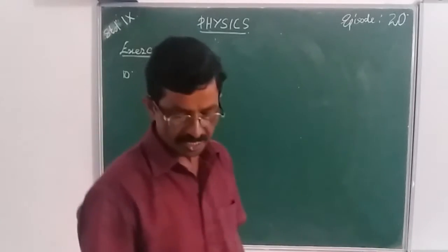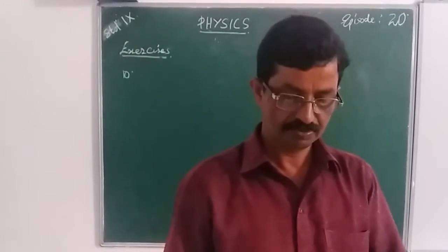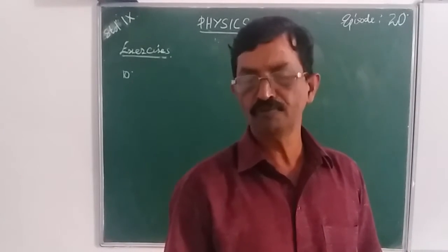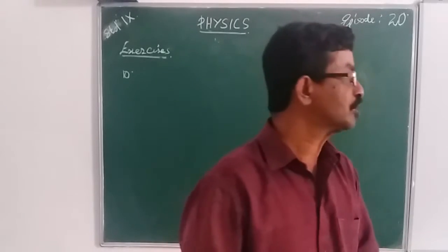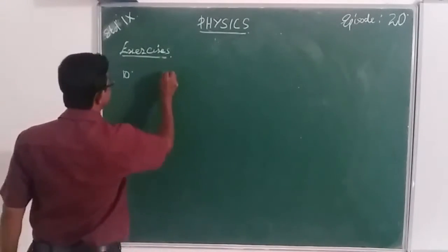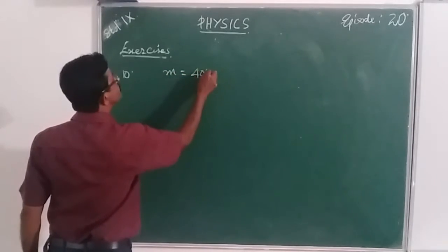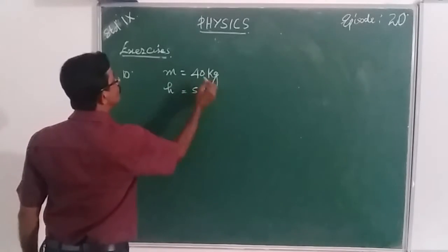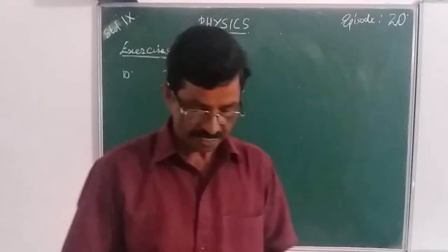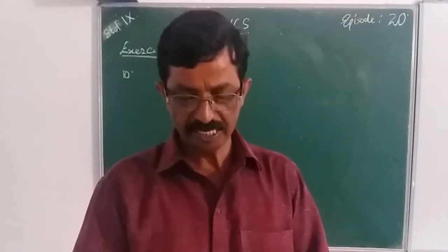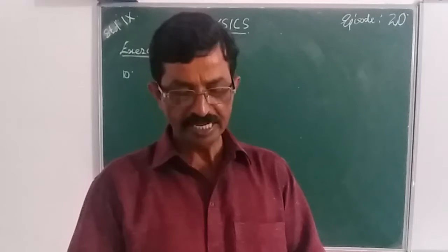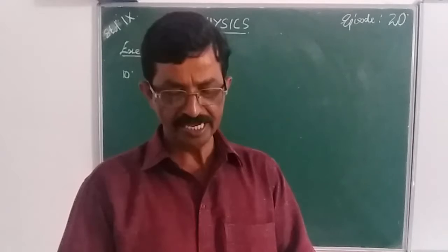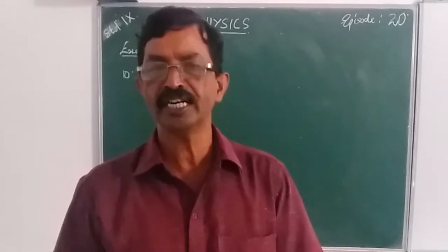Now question number 10. An object of mass 40 kg is raised to a height of 5 meter above the ground. What is the potential energy? If the object is allowed to fall, find its kinetic energy when it is halfway down.